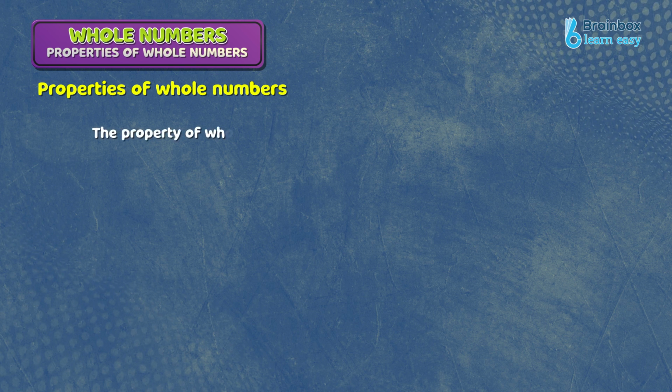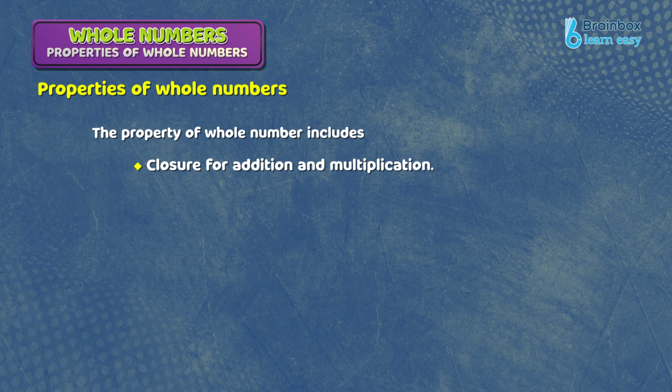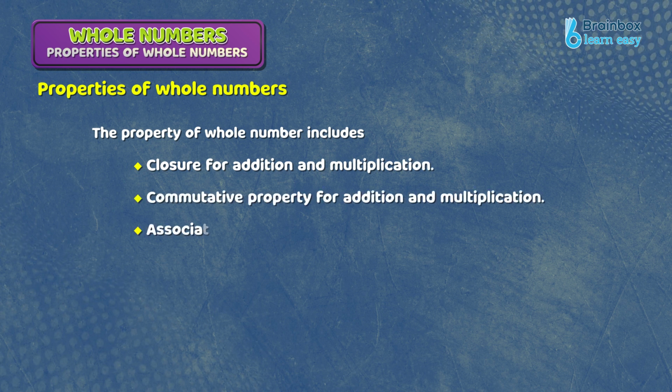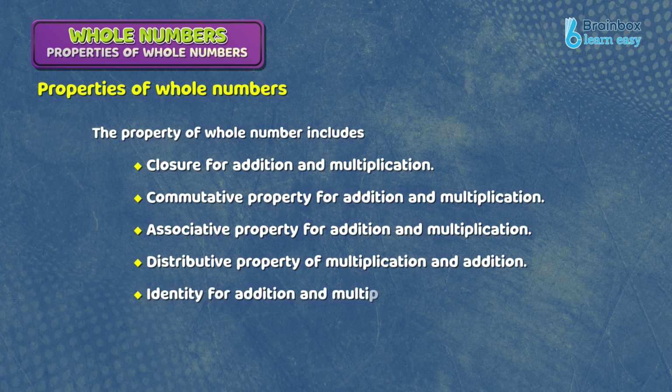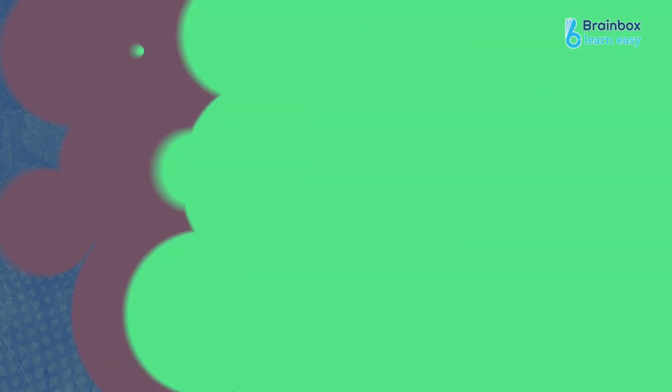The properties of whole numbers include closure for addition and multiplication, commutative property for addition and multiplication, associative property for addition and multiplication, distributive property of multiplication over addition, identity for addition and multiplication. We shall understand these properties one by one with some examples.